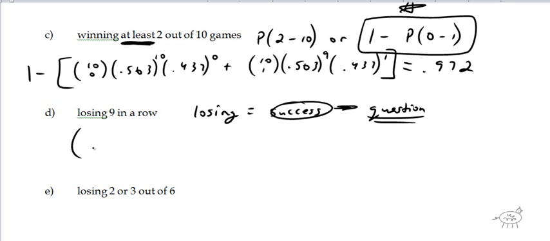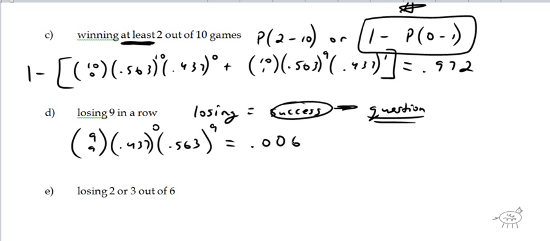So what we're going to do is say, if it's 9 in a row, it's 9C9, because 9 and 9, all of them, you're losing all of those. And now we're going to say our losing is our success, so 0.563. We're kind of switching around. And winning is our failure. So this is a 9 and this is a 0. I hope that makes sense. Whatever the question asks you for, that is your success. And you get 0.006. So again, probability of losing 9 in a row, it's pretty bad, less than 1% chance, okay? Which kind of makes sense because their winning percentage is 0.437.